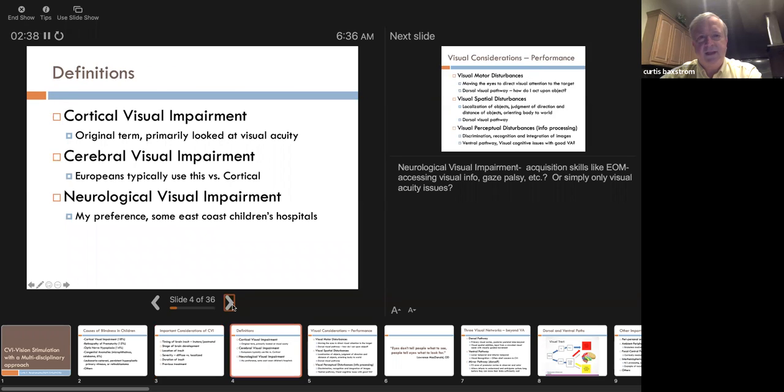Now, definitions become very important. Typically, CVI is meant to be cortical visual impairment. In Europe, however, they use the term cerebral visual impairment. And on the East Coast of the States, some children's hospitals are using what's called NVI, neurological visual impairment. Out of these, I would say that NVI seems to be the most appropriate term.